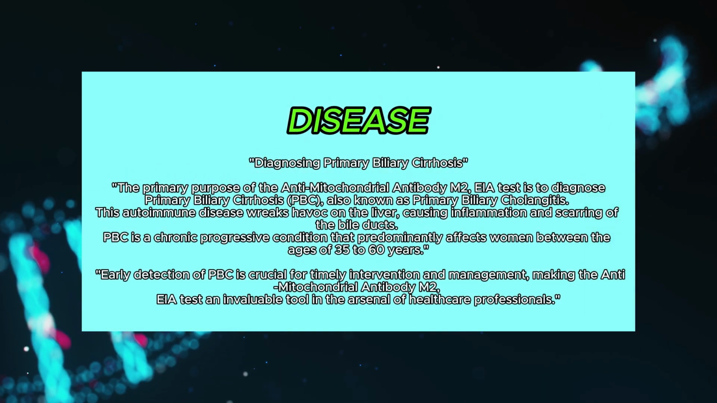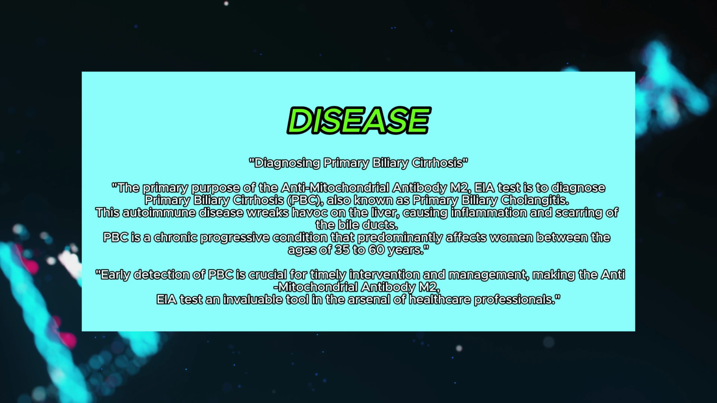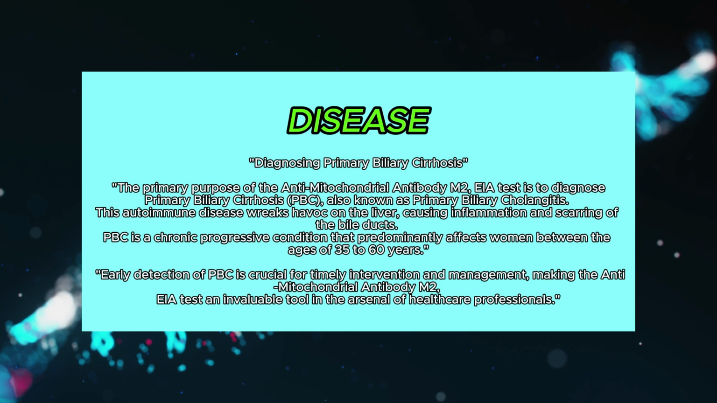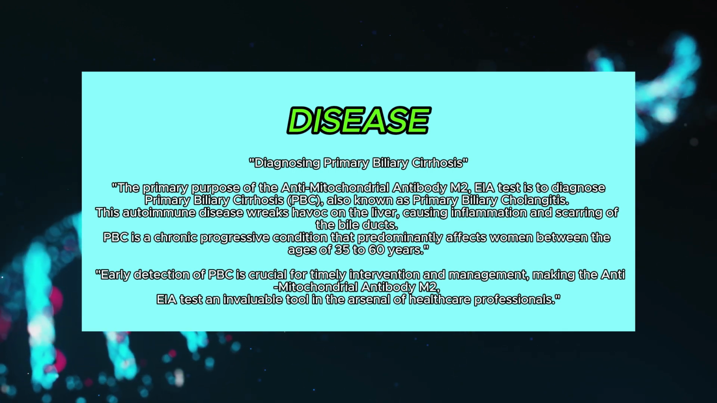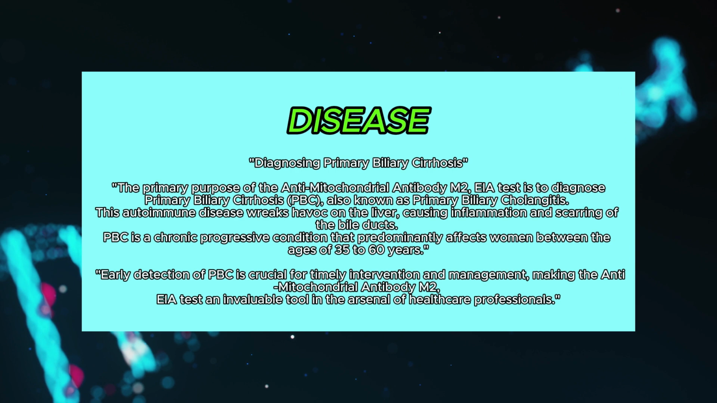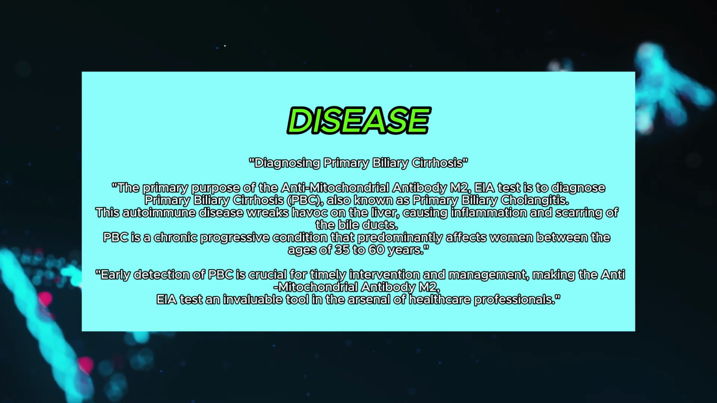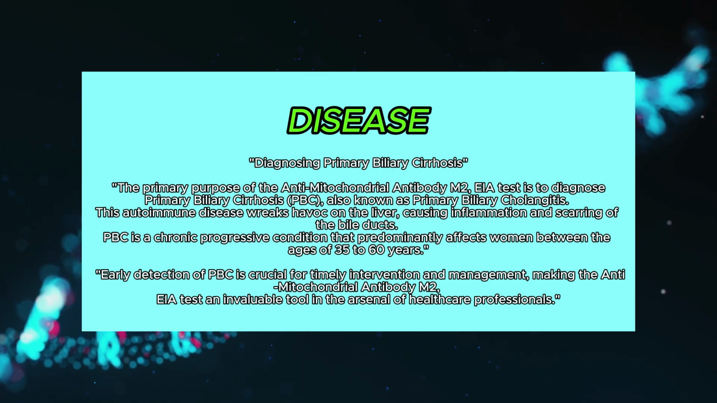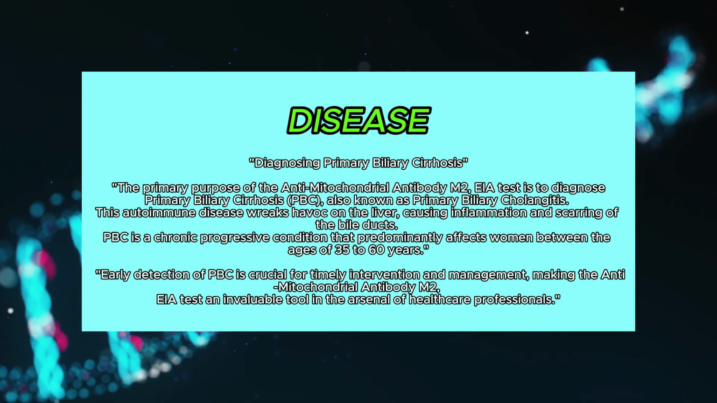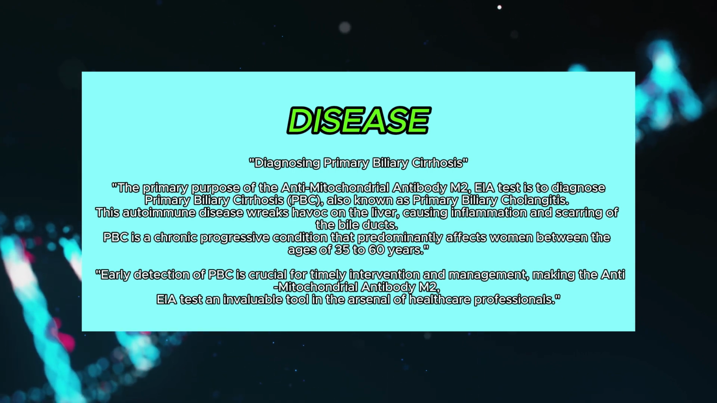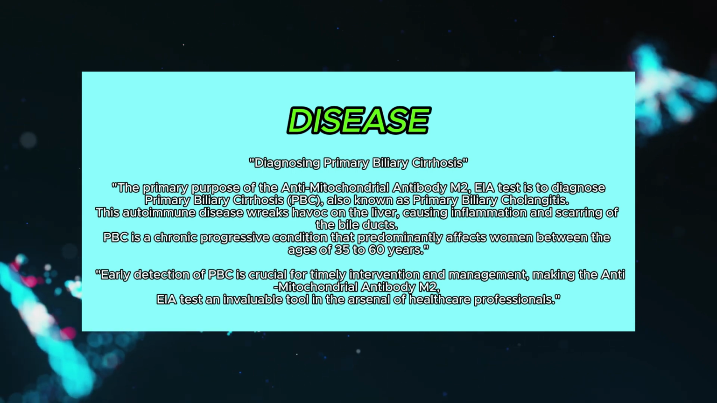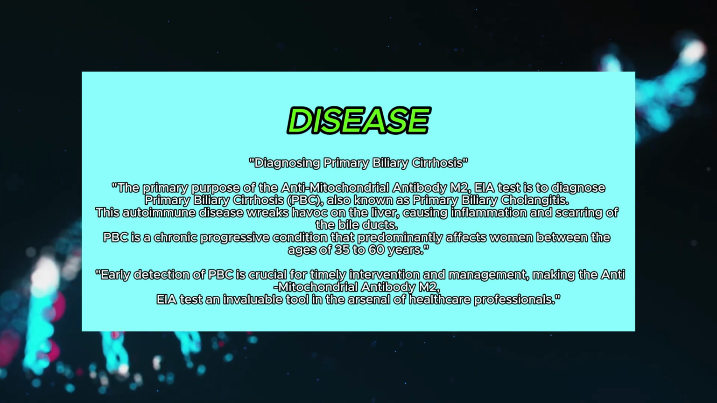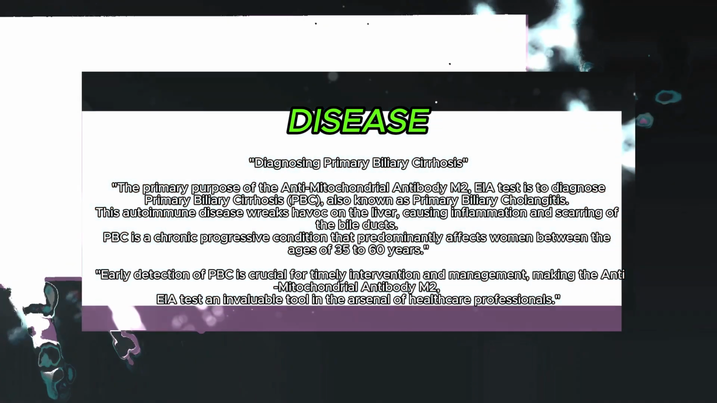Disease-associated. Diagnosing primary biliary cirrhosis. The primary purpose of the anti-mitochondrial antibody M2 EIA test is to diagnose primary biliary cirrhosis, also known as primary biliary cholangitis. This autoimmune disease wreaks havoc on the liver, causing inflammation and scarring of the bile ducts. PBC is a chronic progressive condition that predominantly affects women between the ages of 35 to 60 years. Early detection of PBC is crucial for timely intervention and management, making the anti-mitochondrial antibody M2 EIA test an invaluable tool in the arsenal of healthcare professionals.